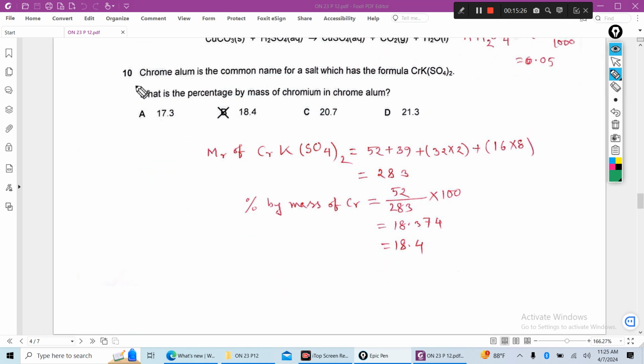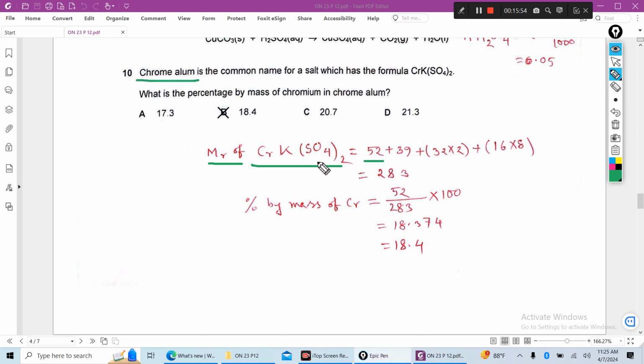Next, number 10. Chrome alum is the common name of a salt which has the formula chromium potassium sulfate. What is the percentage by mass of chromium in chrome alum? So at first you find the relative molecular mass of chrome alum.